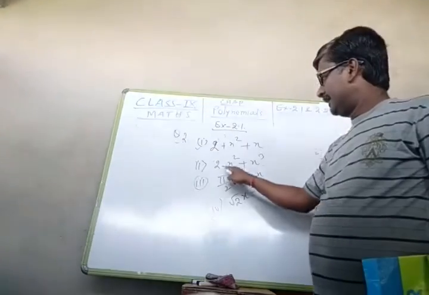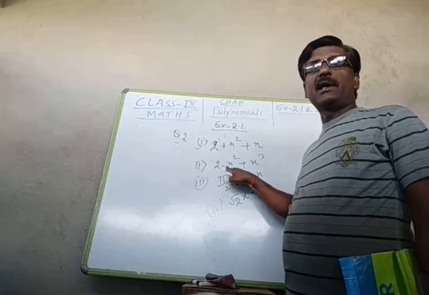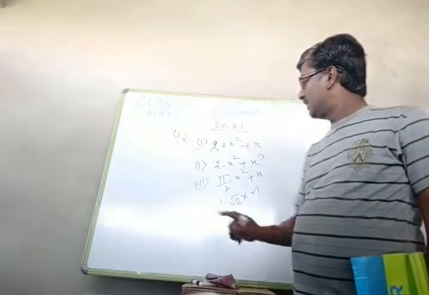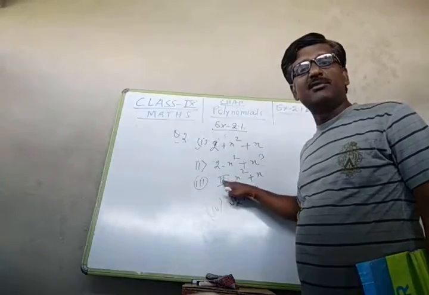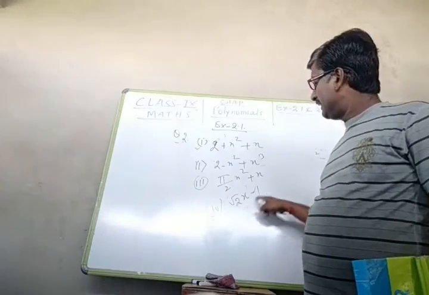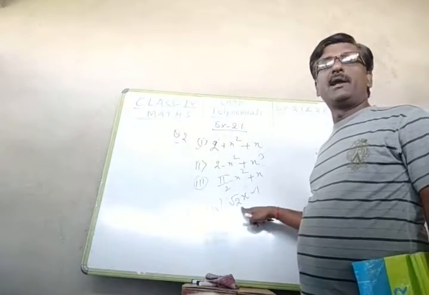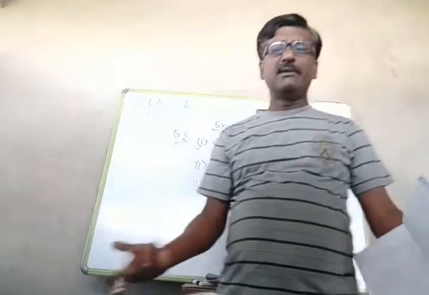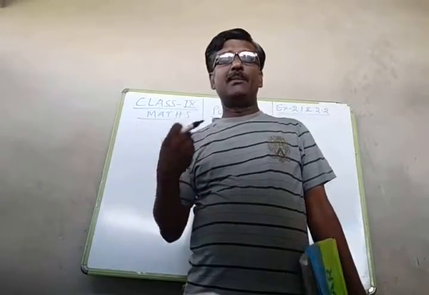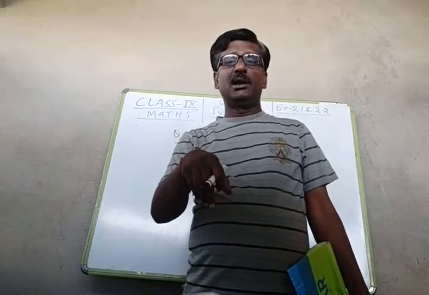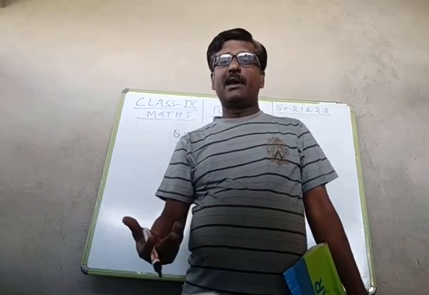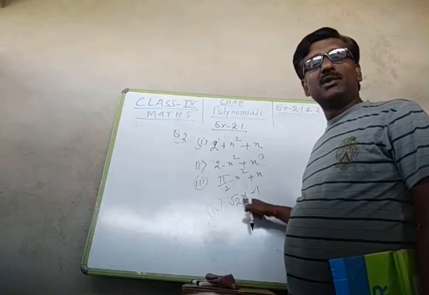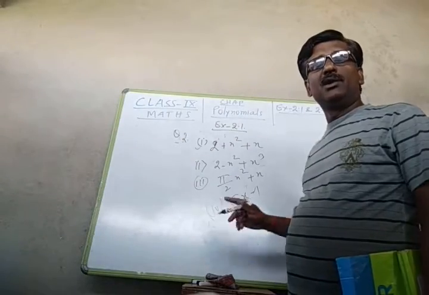In the second, minus 1 is there, so the coefficient of x square is minus 1. Any problem? Next, the coefficient of x square is 5 by 2. In the fourth, there is no x square, so the coefficient is not given. If a term is not given and we still have to find its coefficient, then its coefficient is 0. So the coefficient of x square will be 0.